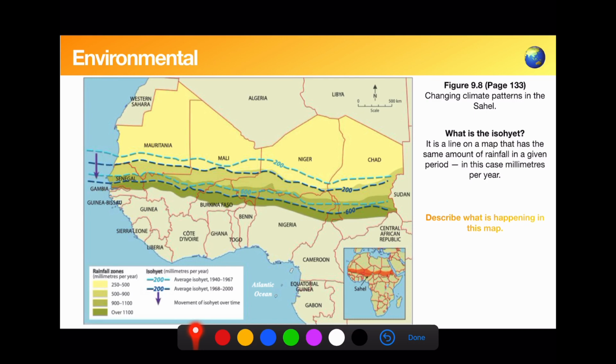So your job here is to explain what is happening in this map. The hint here: what is happening to the Sahara Desert? Have a shot at that, and we'll talk about it next class.